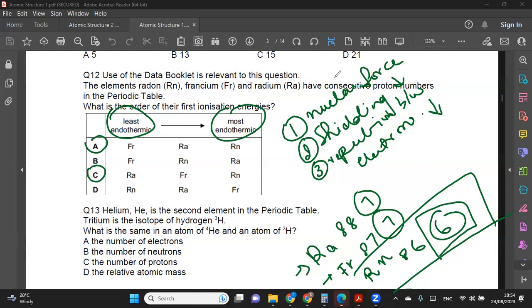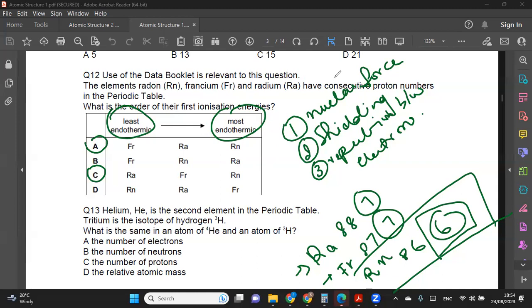Okay. Now we have to choose between radium and francium. Sorry, not radon. Radon, Rn, we have figured out is most endothermic. Now, if I talk about the shielding between radium and francium, what can you say about the shielding? Who has more shielding? Who has less shielding? Can you comment on the shielding, Khadija?